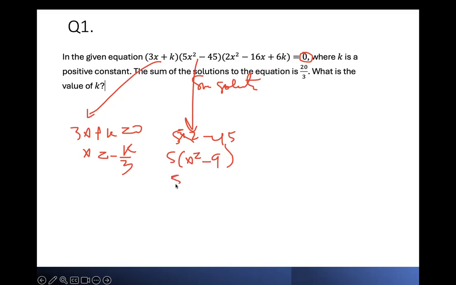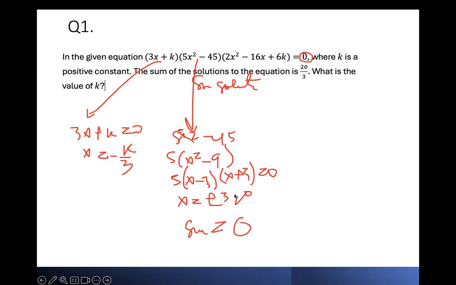In the process, you will turn it into 5(x − 3)(x + 3). This is equal to 0, and your solutions are x = plus or minus 3. If you sum them, you're going to get what? 0.